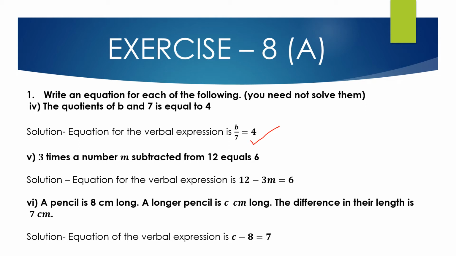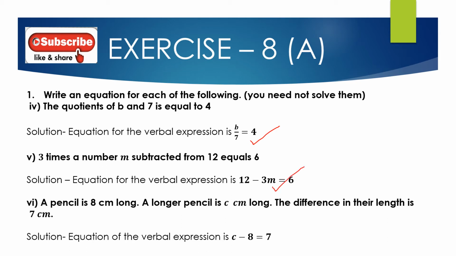Fifth bit. 3 times a number m subtracted from 12 equals 6. Equation for this verbal expression is 3 multiplied with the number m subtracted from 12. 12 minus 3 multiplied with m equal to 6. So the equation for this verbal expression is 12 minus 3m equal to 6.